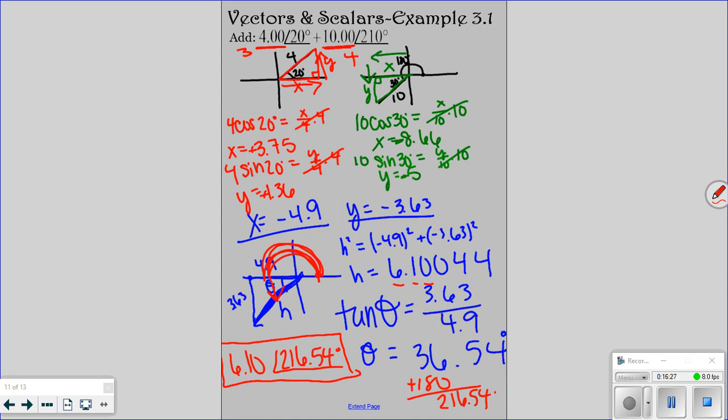So it is a little bit of work. As you get more comfortable with these, it will get a little bit easier. You won't have to write out quite so much. You can do more of it in your calculator. But that's how it works.